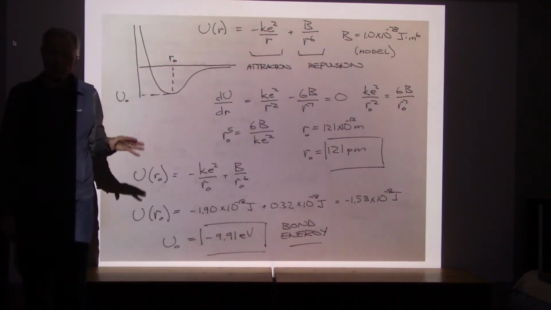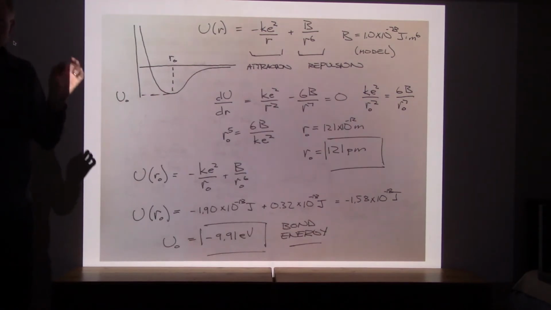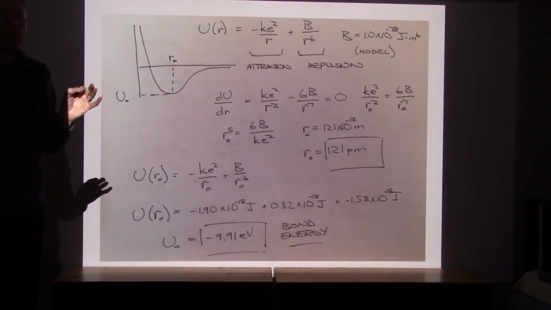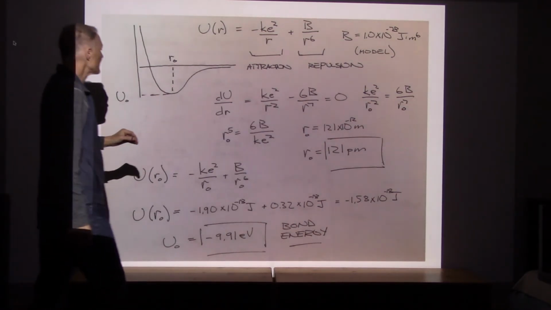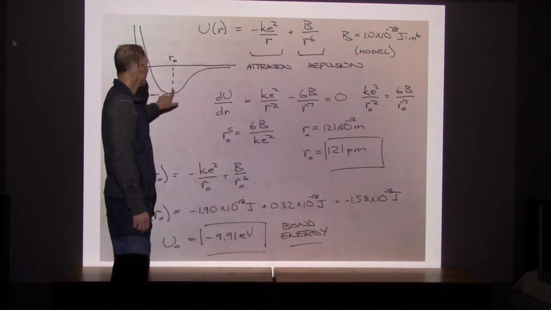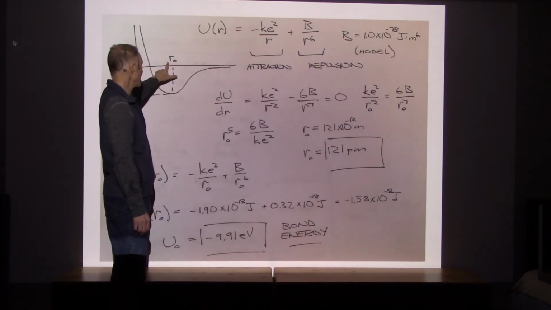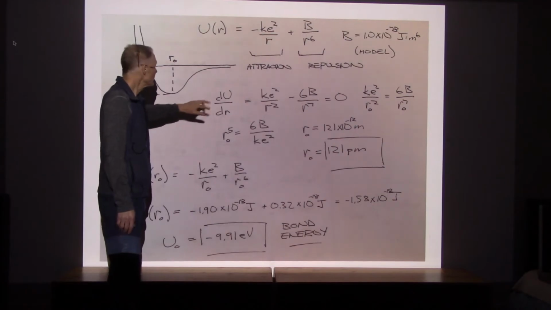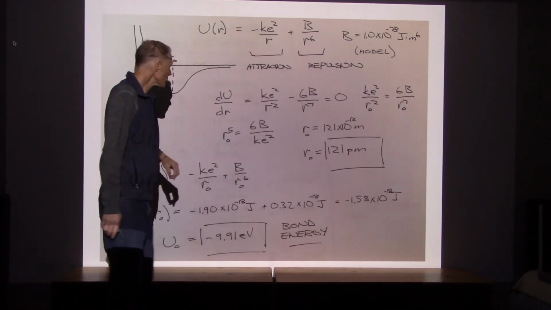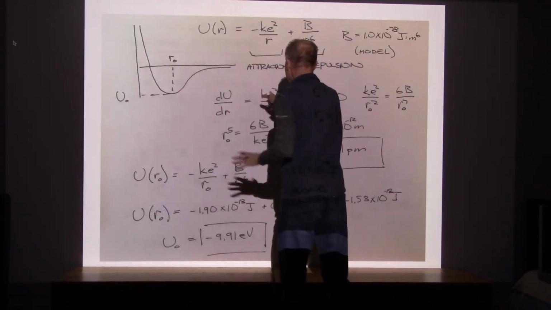At what value of R is the equilibrium to be found? By minimizing the energy, we can find out what the bond length is, and that's what the R naught is keeping track of. So dU/dR, start from there. What I'm going to do is just take a derivative.